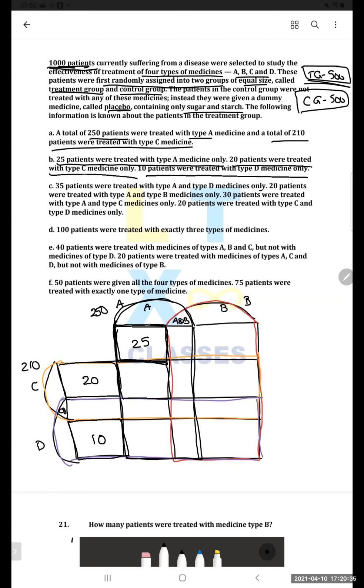If you see the top in this direction, you'll see A. In this direction, you see C. So this becomes A and C.